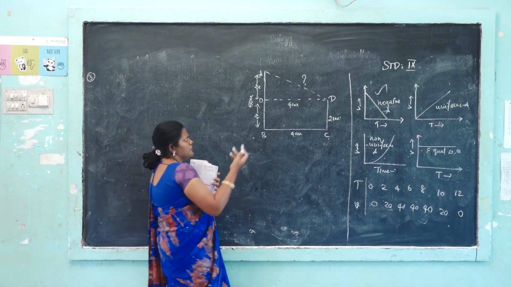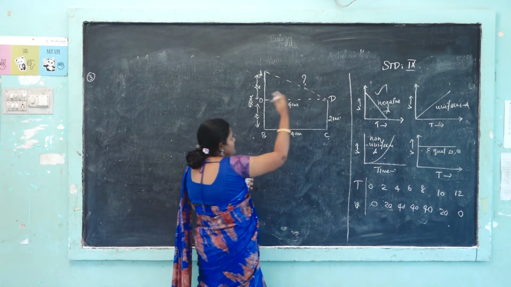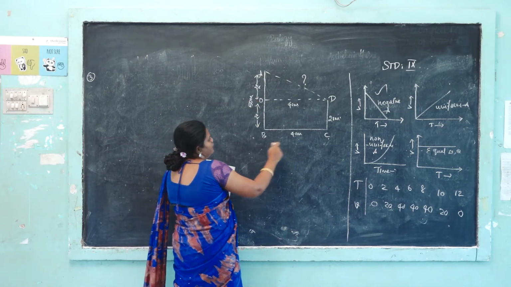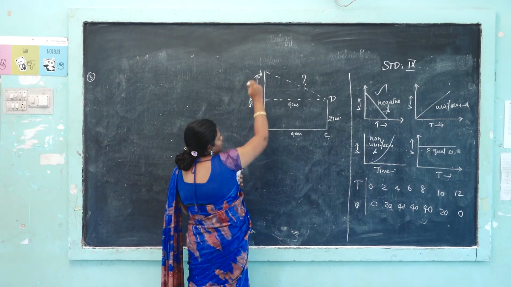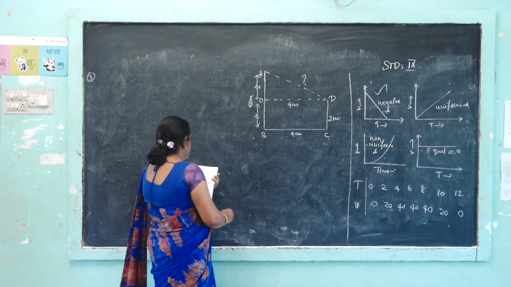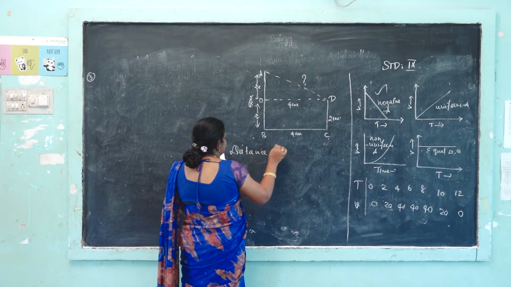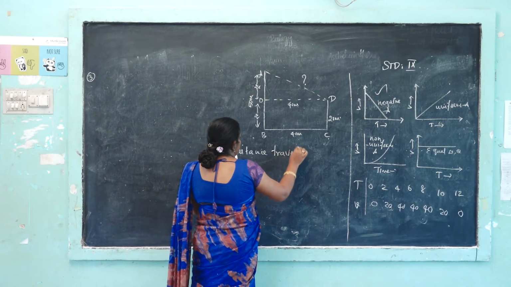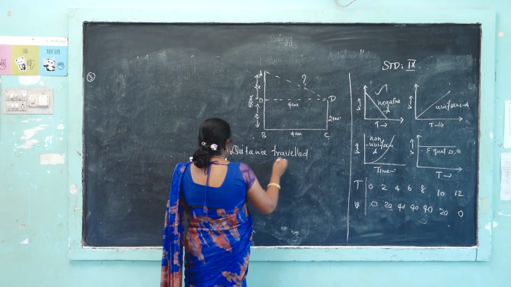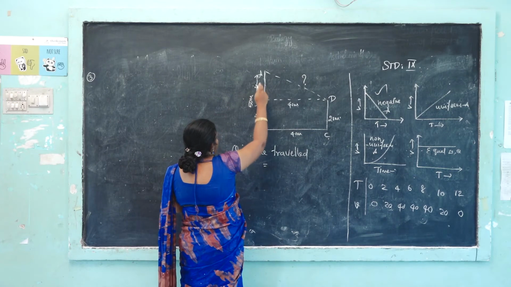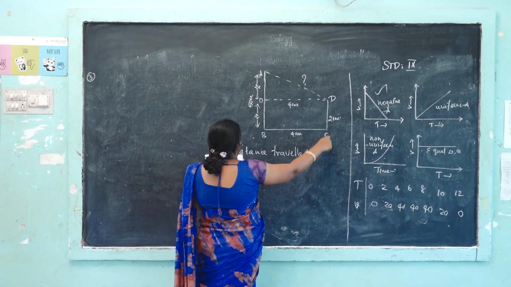Okay, so displacement is nothing but A to D, but the distance is A to B, B to C and C to D and D to A. Clear that, ma? The distance travelled by the particle is equal to AB, BC and CD.